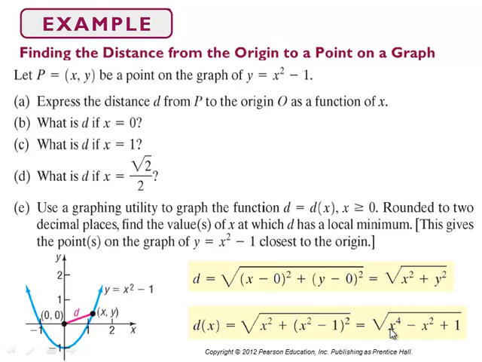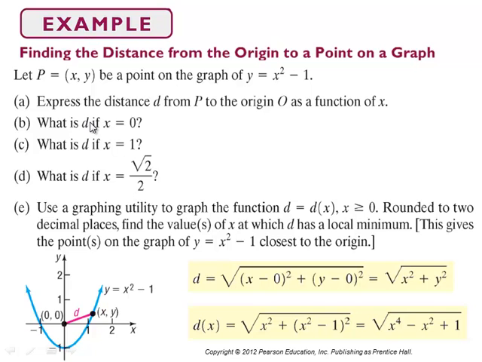And this function right here, the square root of x to the fourth minus x squared plus 1, measures the distance between the origin and any point on the curve with x coordinate x. Okay? So that distance is just a function of the x coordinate. You tell me what the x coordinate is, and I'll tell you the distance.